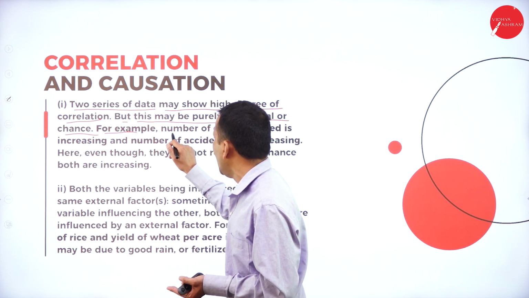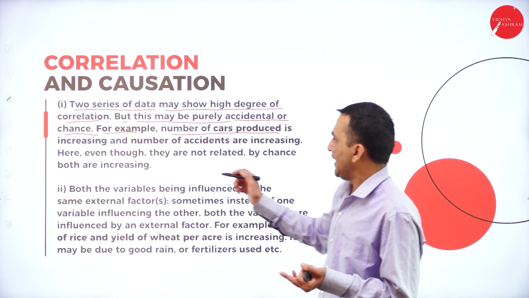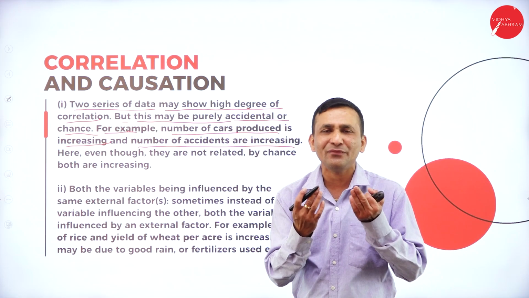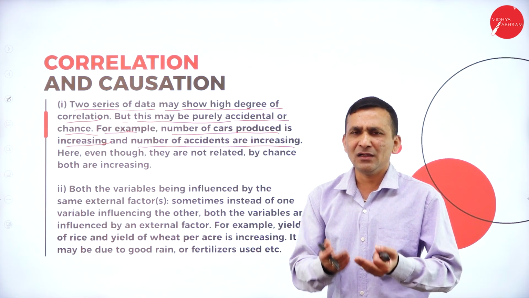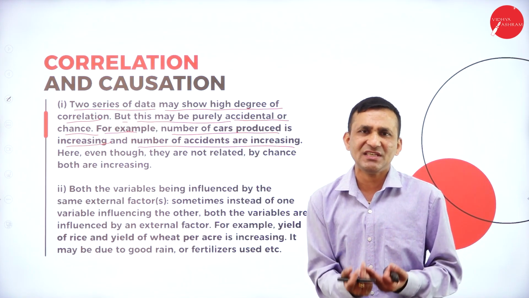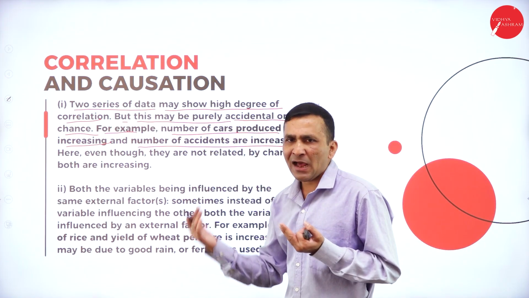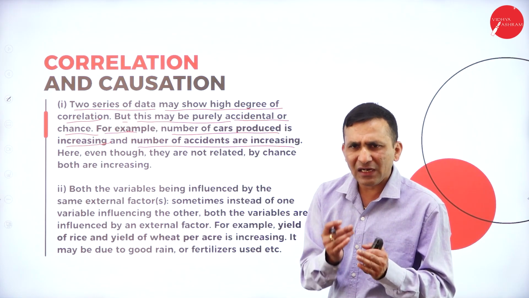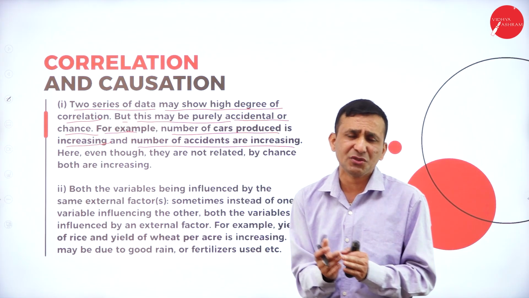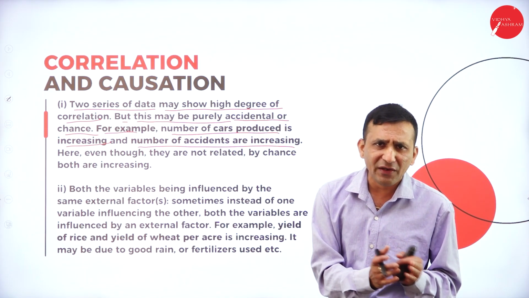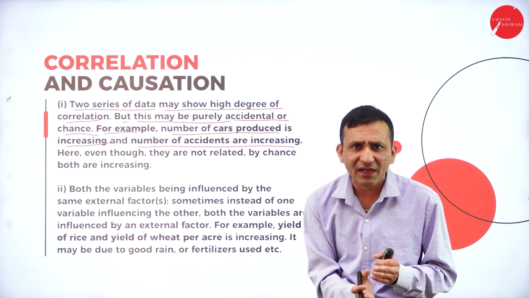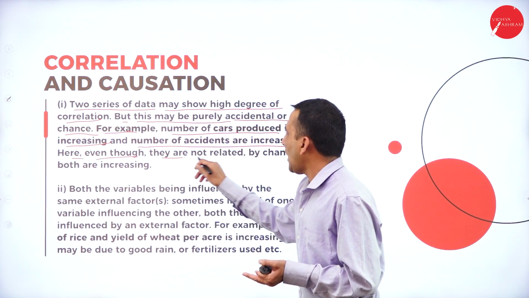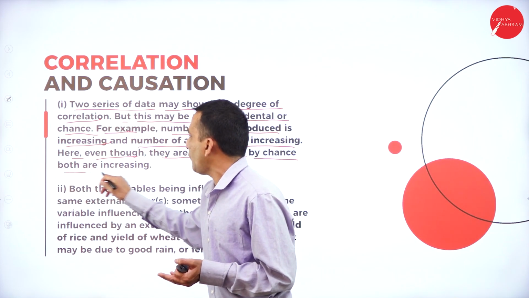In that case, for example, the number of cars produced increases. Of course, the number of accidents also increases because of the increase in production. Everybody shows interest in purchasing a car, and of course they want to travel by road transportation. When it is too crowded, and there is no proper traffic management, there are also too many accidents on the highway. So even though they are not related, by chance both are increasing.